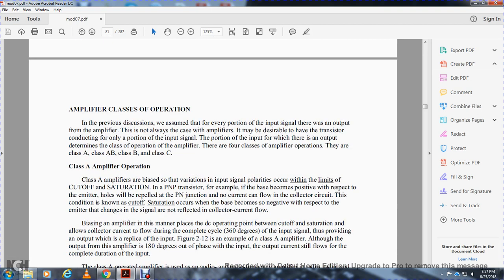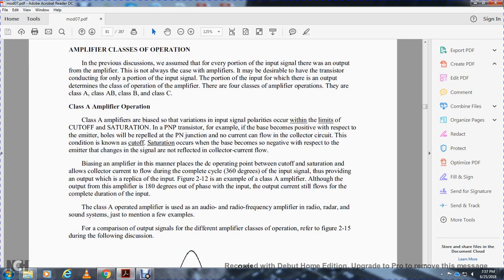Class A amplifier operation. Class A amplifiers are based on input signal polarity variations occurring within the limits of cutoff and saturation of the transistor. For example, if the base becomes positive with respect to the emitter, repelling the positive and negative junction, no current can flow in the collector circuit. This condition is known as cutoff. In saturation, the base becomes so negative with respect to the emitter that the signal will not rectify, and collector current flows.